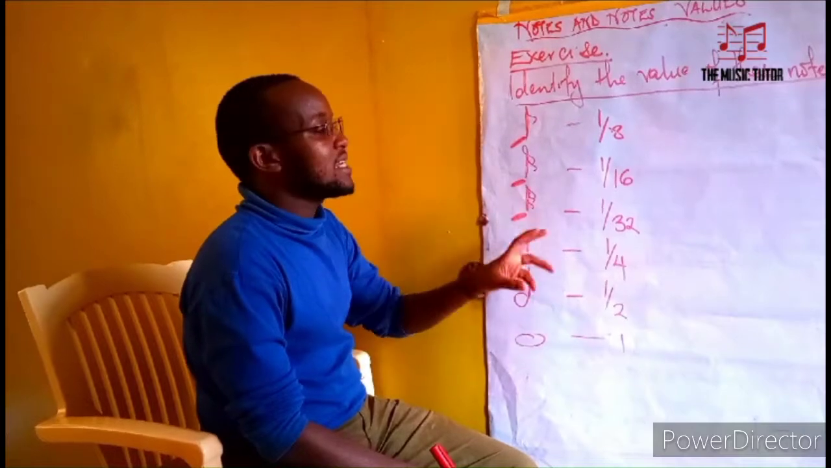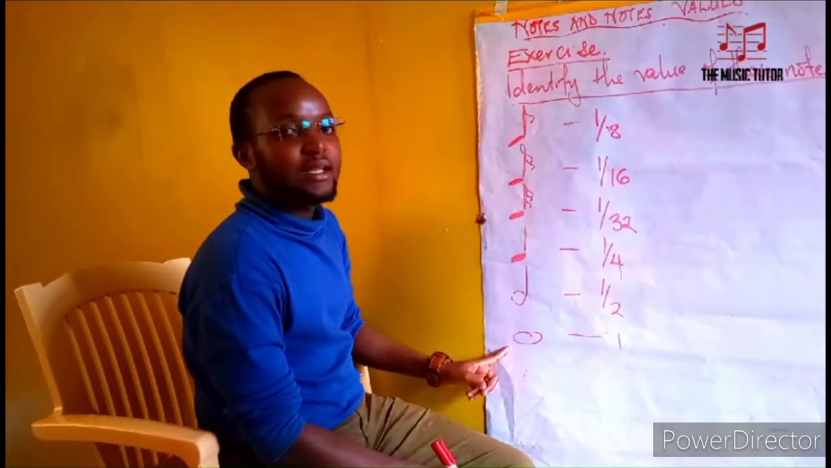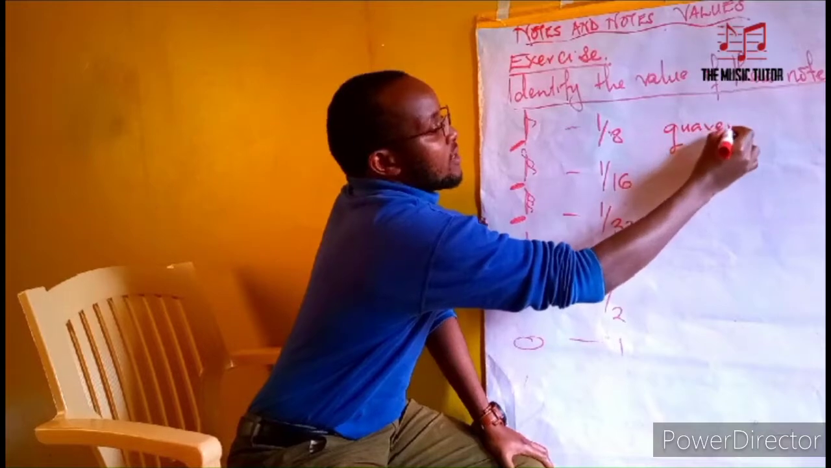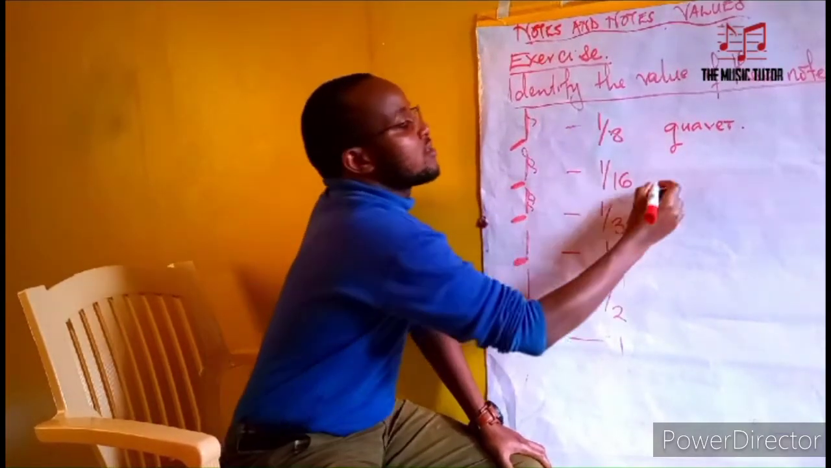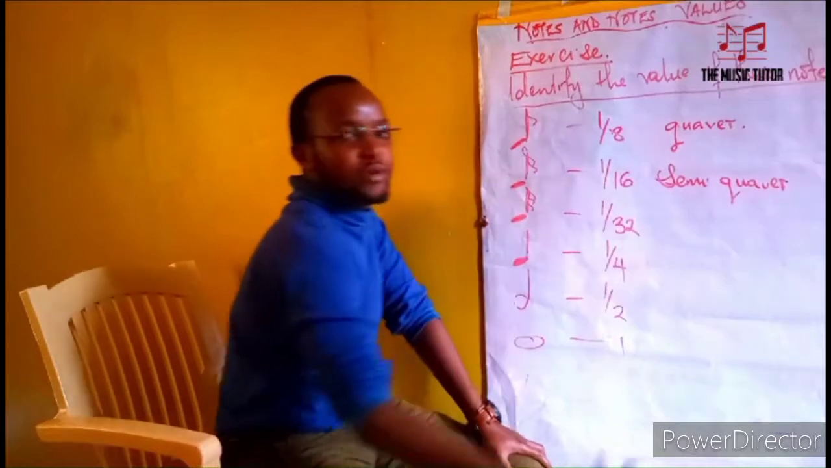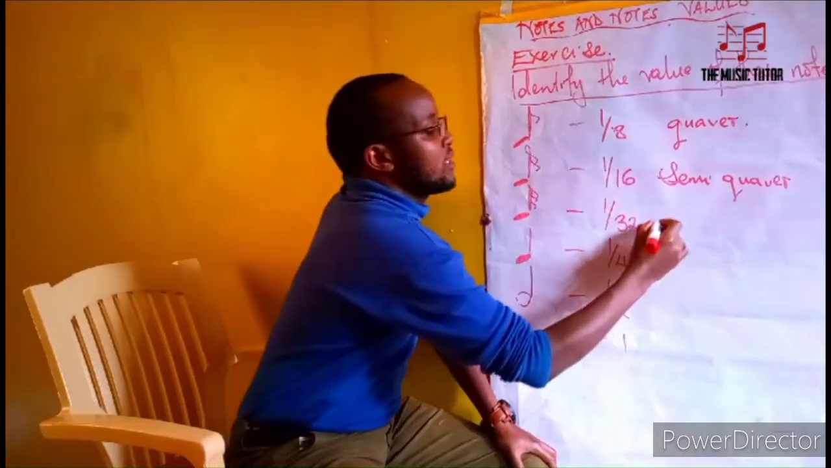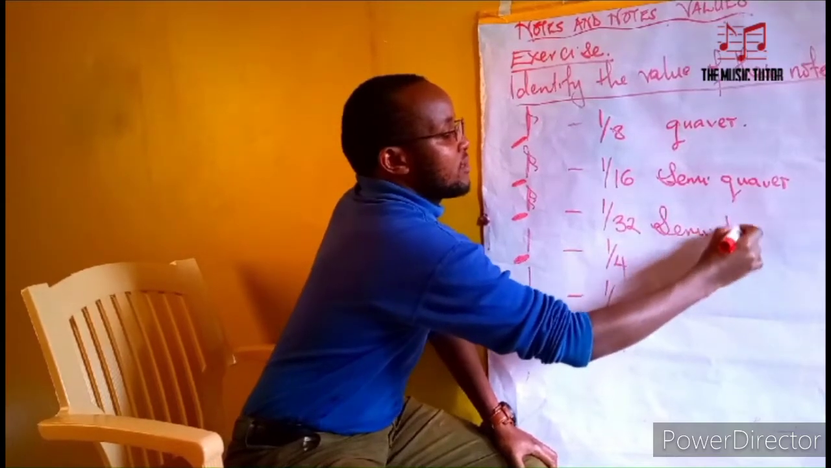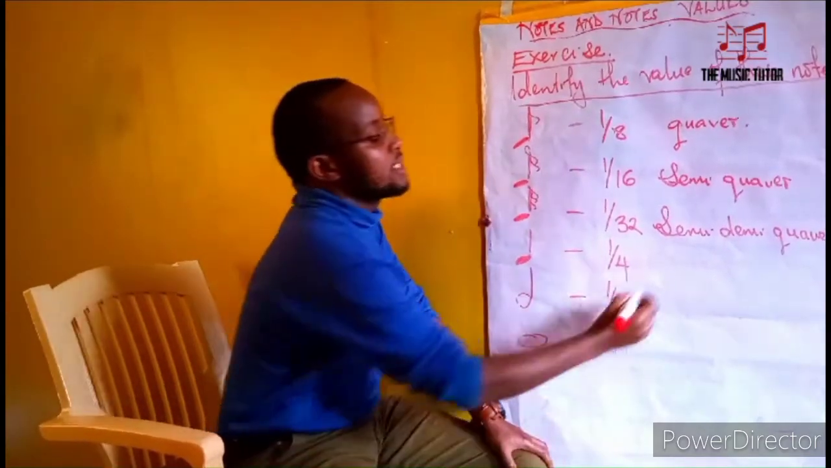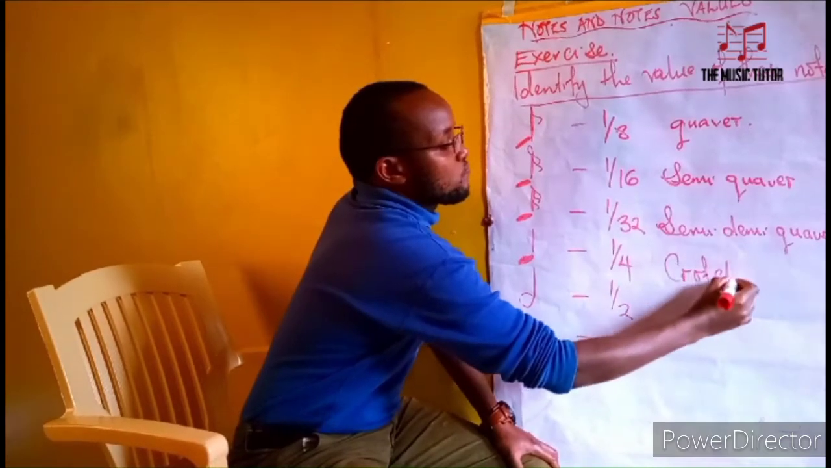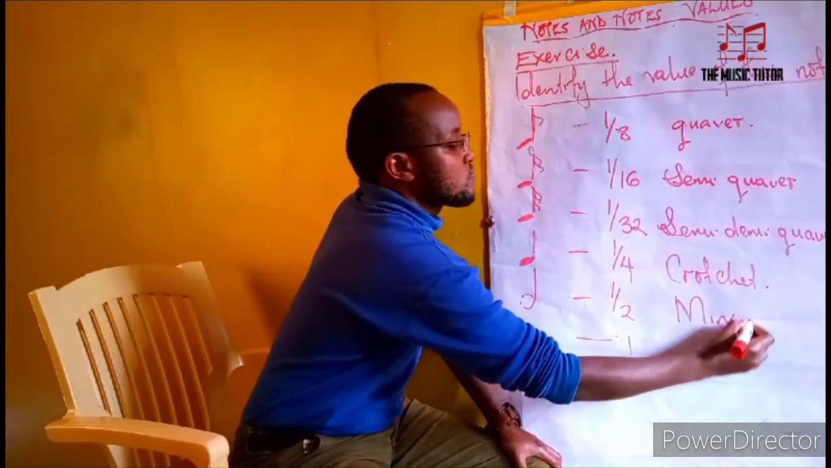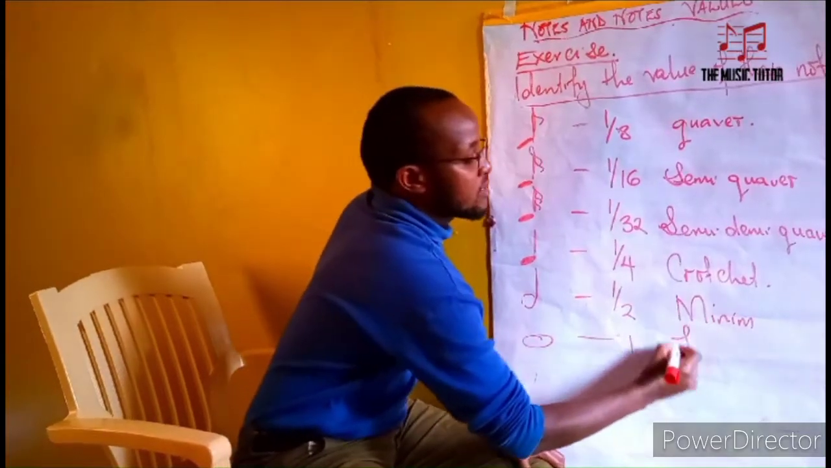At the same time, let us name the notes. This eighth note, we call it a quaver. The 16th note, we call it a semiquaver, meaning half a quaver. This note, we call it a demisemiquaver. This note, we call it a crotchet. This note, we call it a minim. This note, we call it a semibreve.